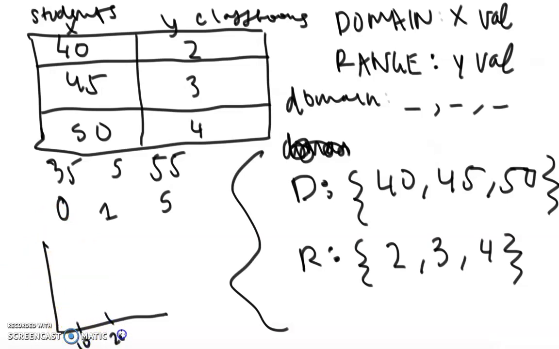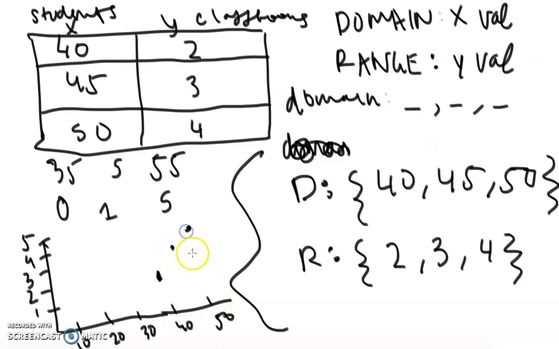10, 20, 30, 40, 50. 1, 2, 3, 4, 5. So we're starting off at 40 at a 2. This is a little slanted, I'm realizing. You're going to 45 at a 3 and 50 at a 4.